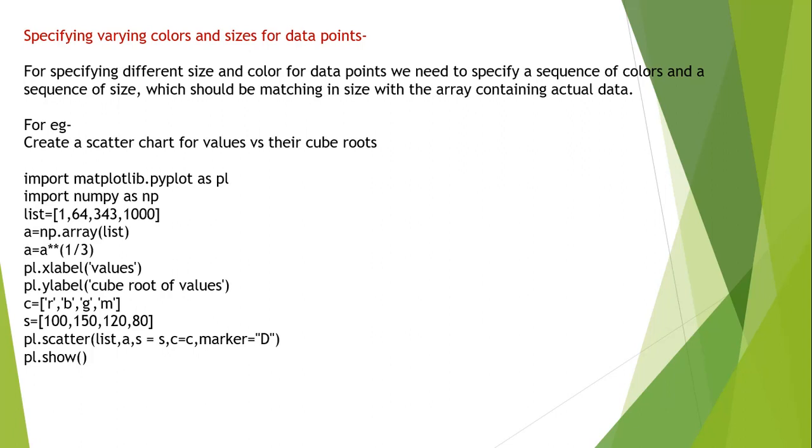Why are we using numpy? Because in this example we are going to use numpy functionality, and without using this np we cannot access the numpy functions. So the numpy library has been imported, and the numpy library's alias here is np. The list is named list only. list is equal to 1, 64, 343, 1000. So this list has these elements.